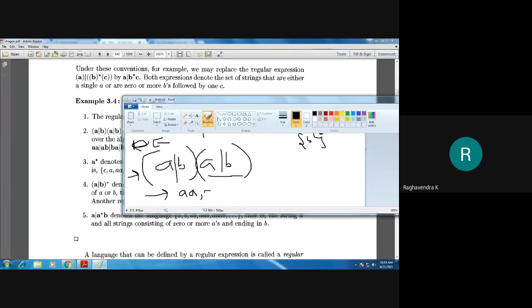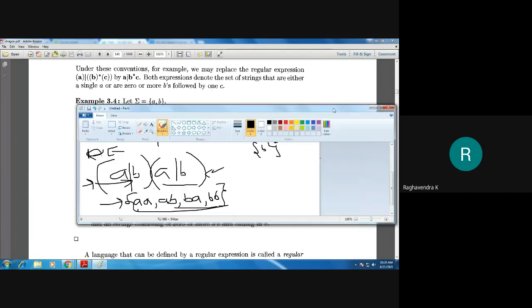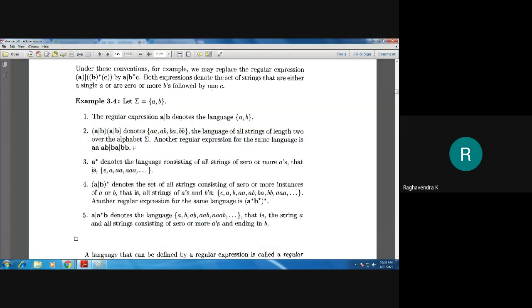I will keep a as it is, but instead of a, now let me write b. So ab is also one more string that is derived from this regular expression. Now let me take b as common. Then from the second one, I will take a. Then let me keep b as constant, and I will take another b from the second regular expression. So this is the language that is defined by this particular regular expression. Let's verify. Yes, this is the language that is defined.